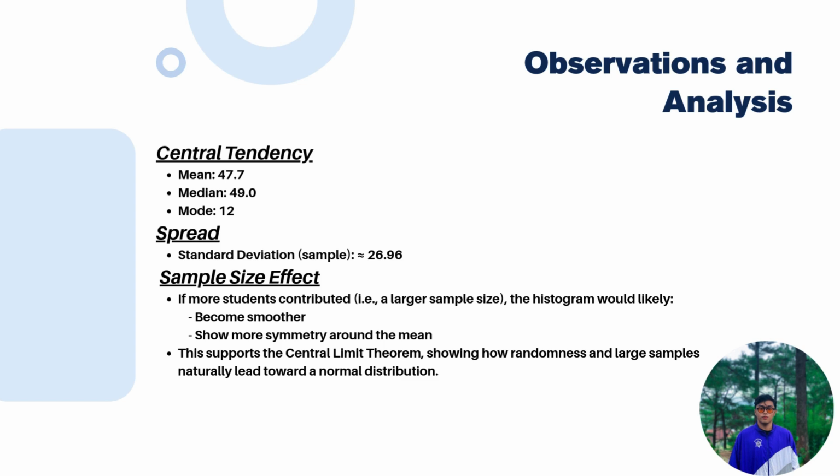One interesting point is how adding more students would smooth out the histogram even more and make it more symmetric. This supports the central limit theorem, which says that the more data we collect randomly, the more the distribution will resemble a normal curve.